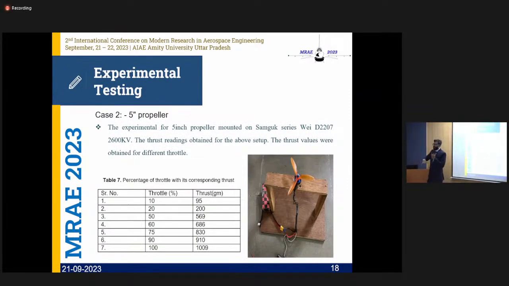Now in this case, when I go for higher kV motors, the propeller size keeps on reducing. The smaller the propeller, the more thrust I am able to get for a higher kV motor. For a lower kV motor, the bigger the propeller, the more thrust I am able to get. That is what our experimental test results are saying. That is why when you see a racing drone, you see a smaller propeller in it, whereas in something like an agriculture drone or health delivery drone, we can see bigger propellers.